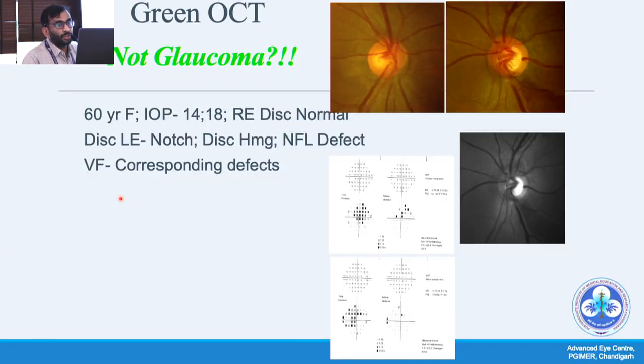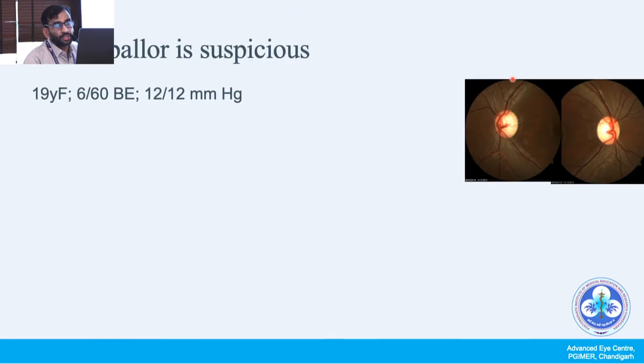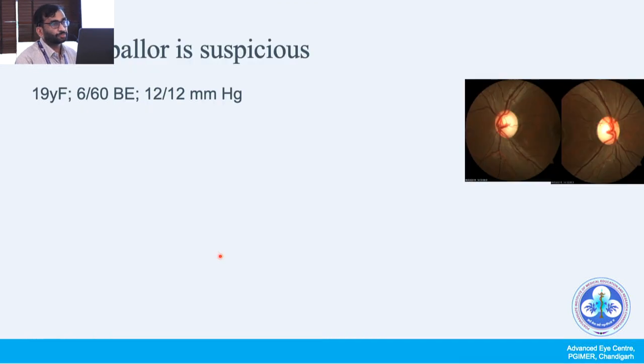So this is another patient. In the left eye you can see disc hemorrhage, neuroretinal rim thinning, and RNFL loss, but the OCT appears normal because of the disc hemorrhage. There can also be optic disc edema, which the OCT can label as white or green. So there is definitive glaucoma, but the OCT appears green.